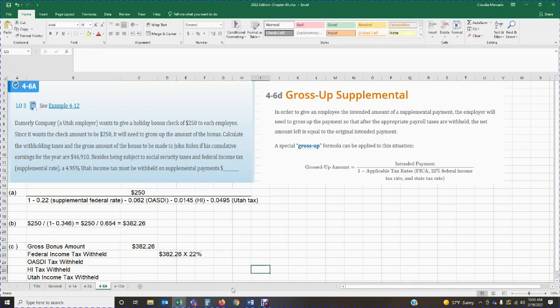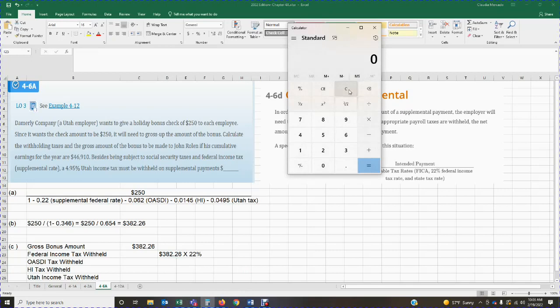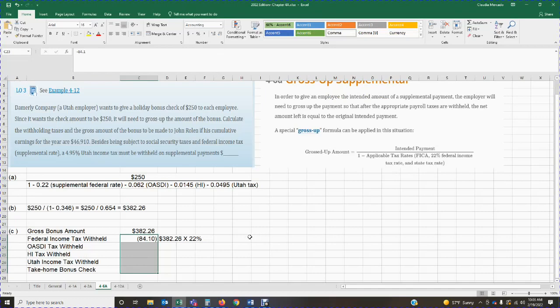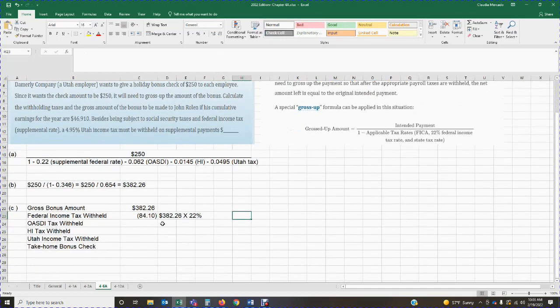And let's see what that gives us. So it'll be $382.26 times 22%. That will be 84.097. Now, because that third digit is greater than a 5, I'm going to round up to 84.10. Now I'm going to put it in as a minus because these are deductions. Now for my OASDI, I'm going to get my 382.26 and multiply times 6.2%.